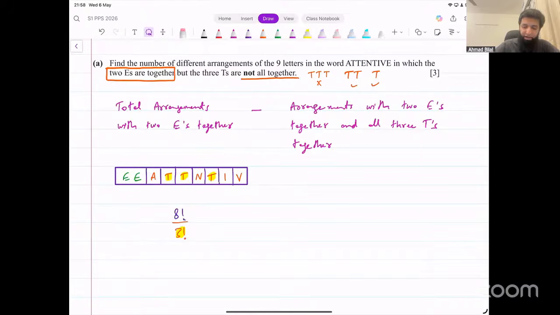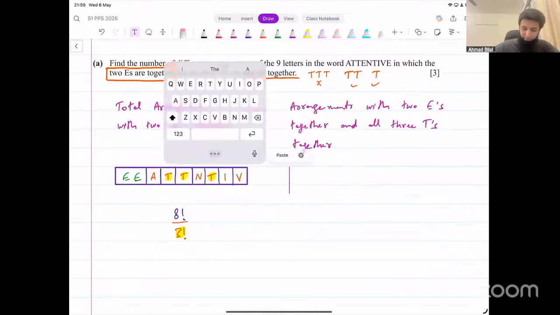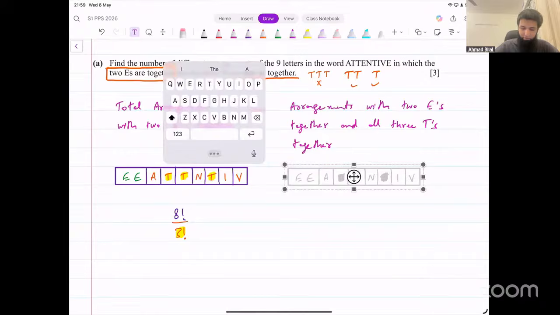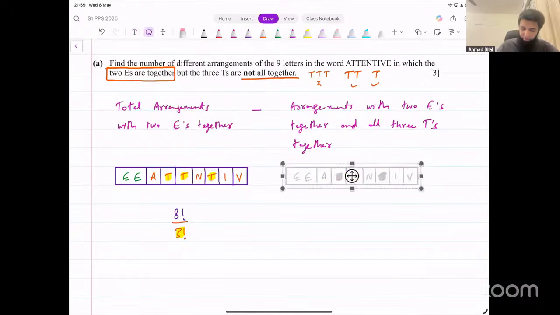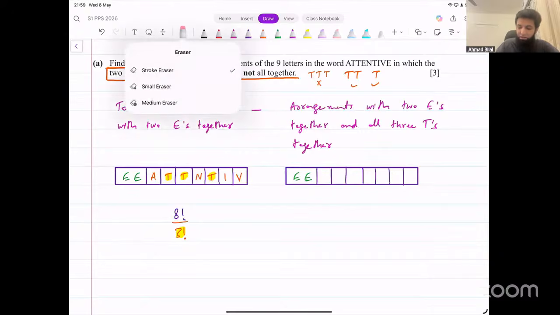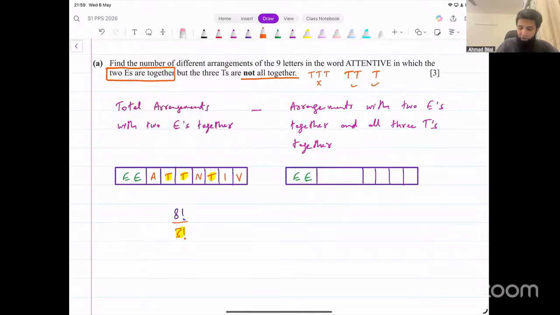Now, subtract from this the case where all the E's are together and all the T's are also together. Let's do that here. I just copied that. Again, we have 9 boxes initially. We merge 2 boxes for E's, and then we merge another 3 boxes in which we put 3 T's. The remaining letters are A, N, I, V, which are all different.